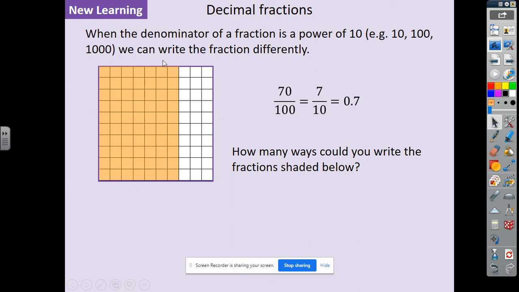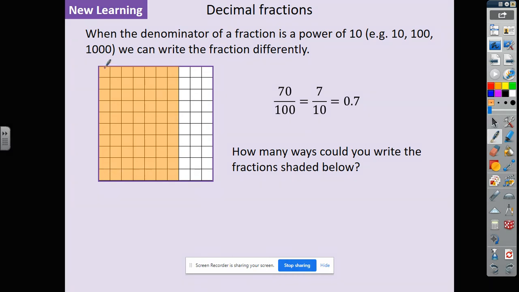This is a 100 square, and I can see that I've got 70. Each one of these is 10. So I've got 10, 20, 30, 40, 50, 60, 70 out of 100. As you can see, that's 1, 2, 3, 4, 5, 6, 7 out of 10, or, as we saw on the previous slide with the place value, we could write that as 0.7.